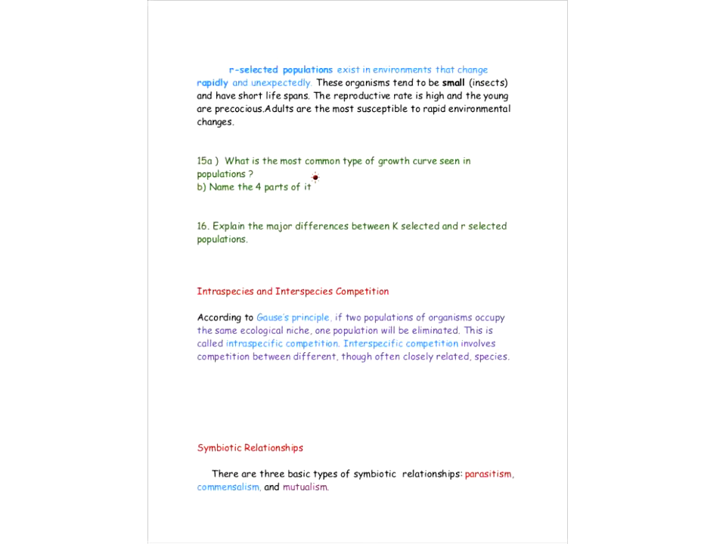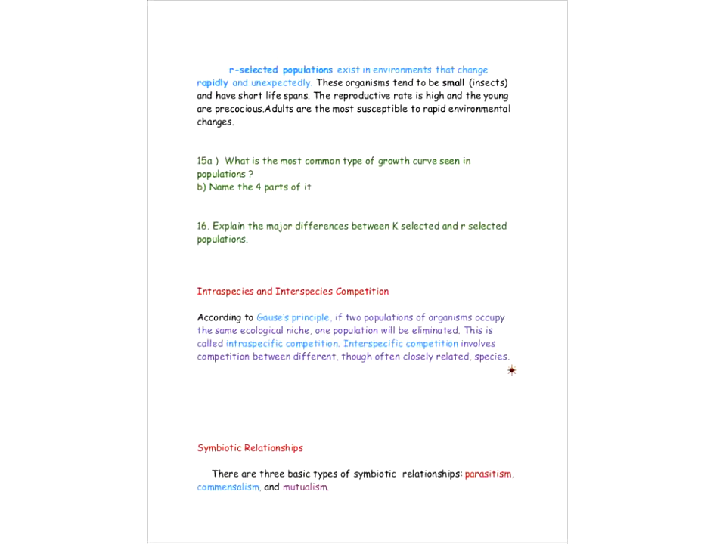Interspecific is between different species, and you can also think of it as the difference between the intranet and the internet. The internet is connecting different computers, whereas on the intranet we're all on the same computer kind of thing. So interspecific competition involves competition between different, though often closely related, species.